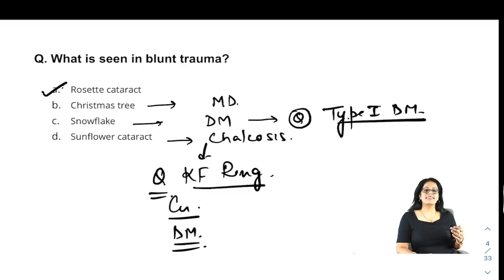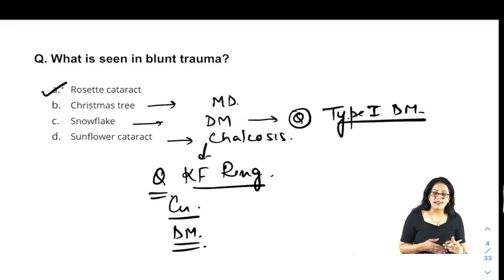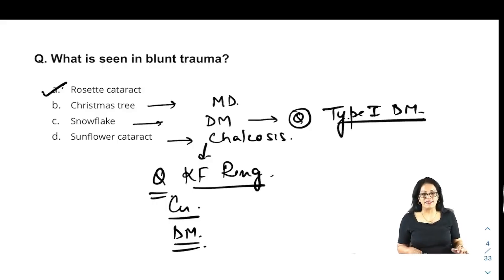Any other point in KF ring? I think I've discussed this before also with you all, that it starts from the superior and inferior quadrant, then it becomes a circle. Secondly, all patients with neurological complications will have KF ring, but not all patients with hepatic involvement. This was also once asked in your INICET exam. So we'll remember this. KF ring is asked in every type of exam. These are some additional questions.